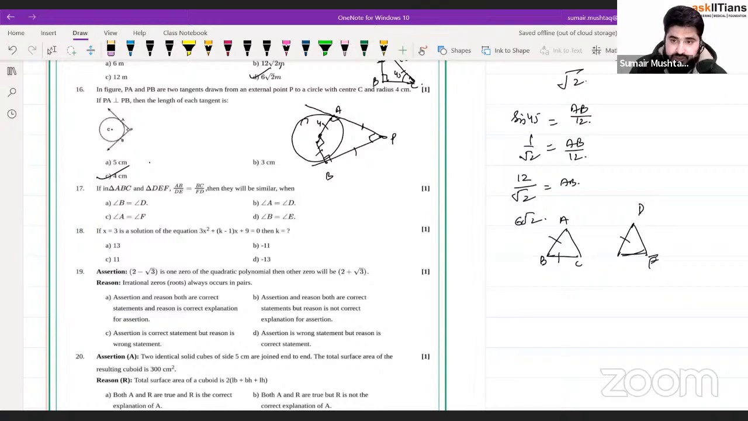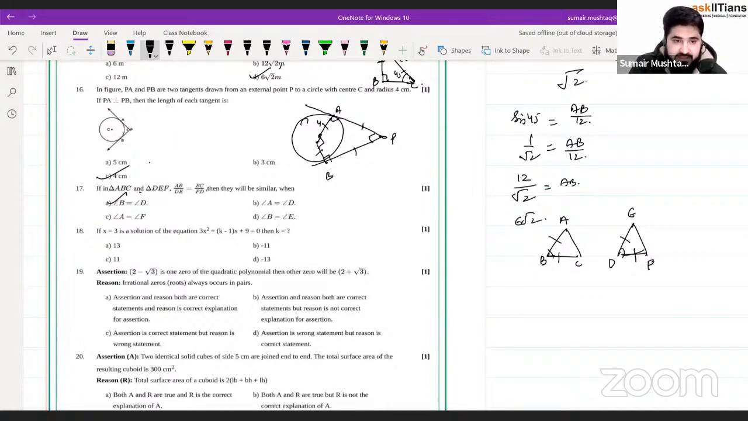So I need to change it. This is D, this is E, this is F. Okay, that BC is equal to FD, right? Now, in order to make them similar by side angle side, angle B should be equal to angle D. Simple. That's the option.